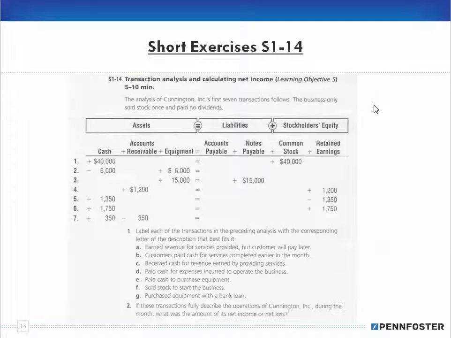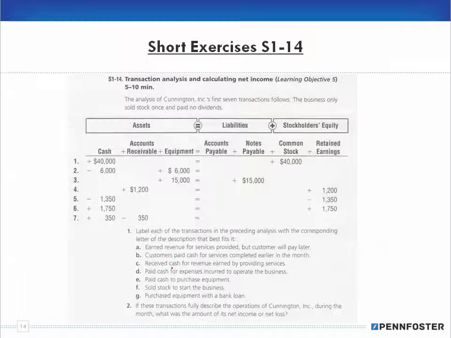So let's get on to 1-14 here. It says transaction analysis and calculating net income. The analysis of Cunnings Inc.'s first 7 transactions follows. The business only sold stock once and paid no dividends. So it had 7 transactions here. Label each of the transactions in the preceding analysis with the corresponding letter of the description that best fits it.